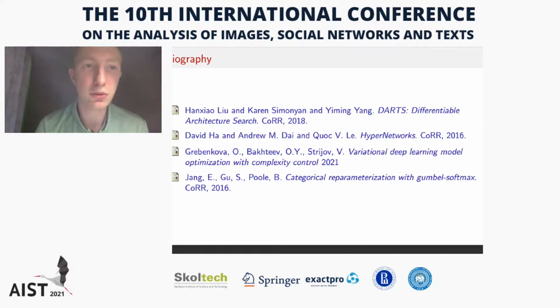Here is a bibliography. In the first paper, DARTS was introduced. In the second paper, hypernetworks were introduced. In the third paper, a hypernetwork was used to control the complexity of a model. And in the last paper, the Gumbel softmax distribution was introduced.